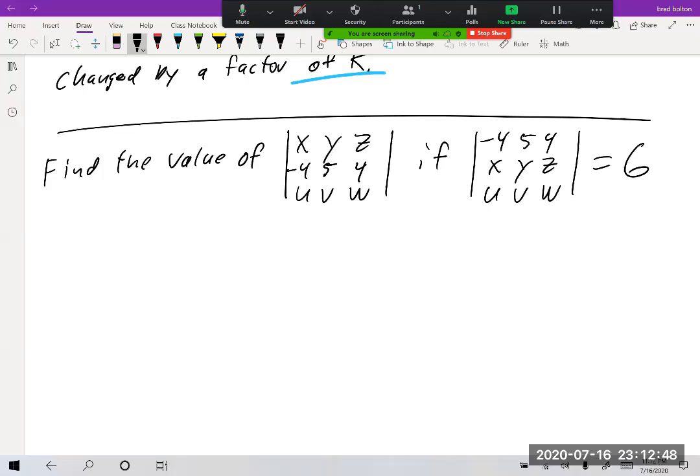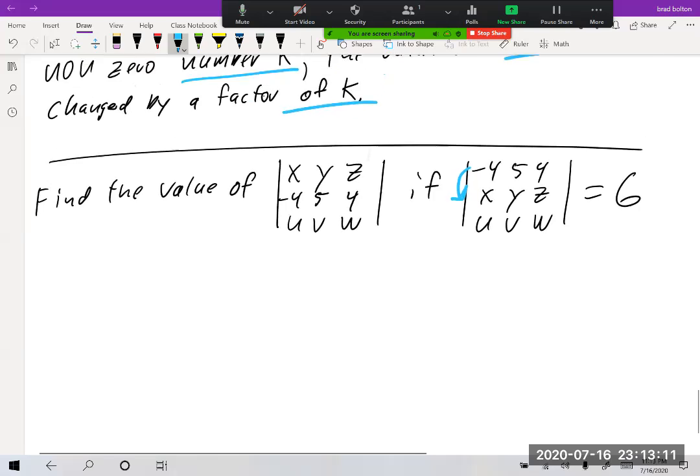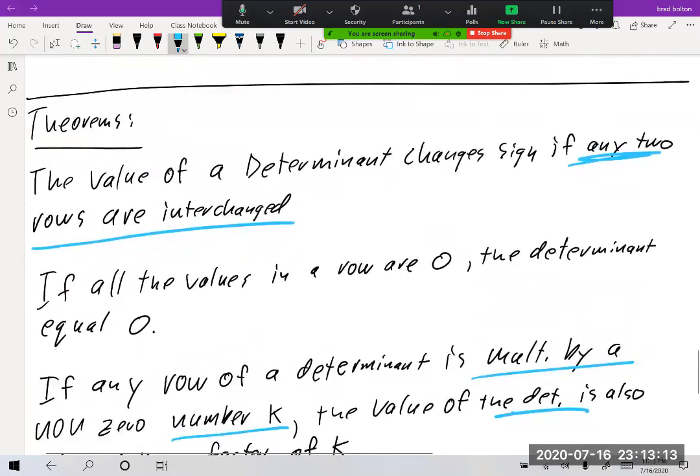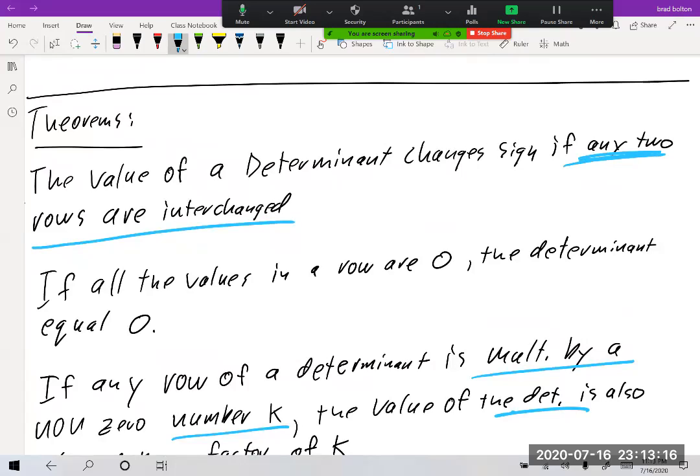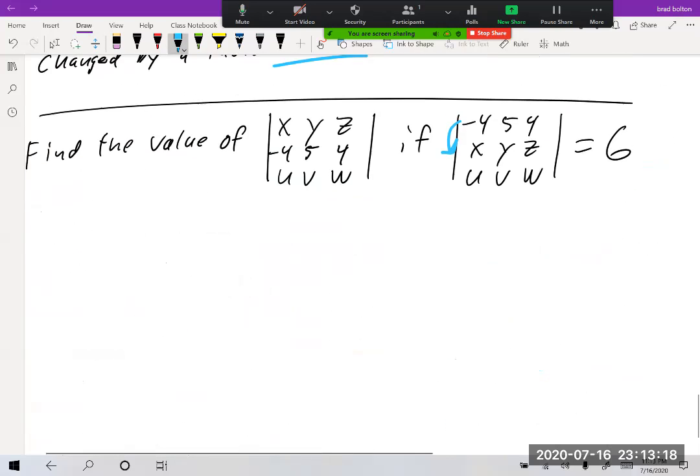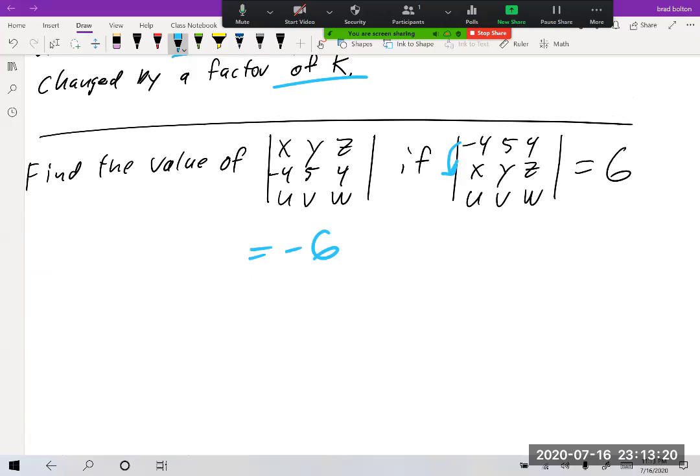So if you know that determinant is 6, what would it do to the determinant in order to rearrange it? So let's see. We have this guy worth 6, okay? They basically took this row and moved it right there, right? And then they put x, y, z up top, okay? So the row operation is that we interchanged two rows. So if we come up here and we look, it says the value of the determinant changes sign if any two rows are interchanged. So then I know that this is worth -6, and that's it. That's all there is to it.